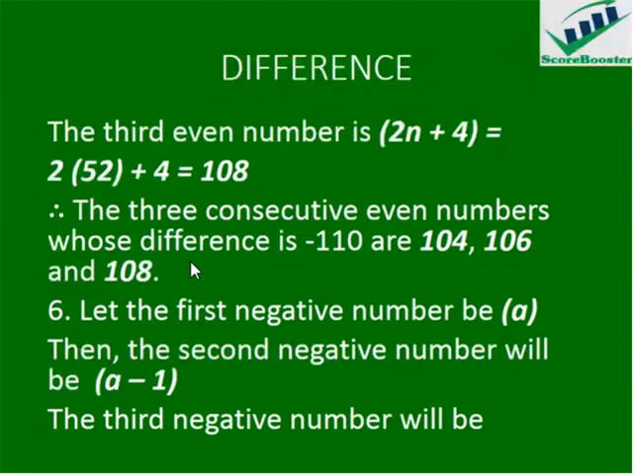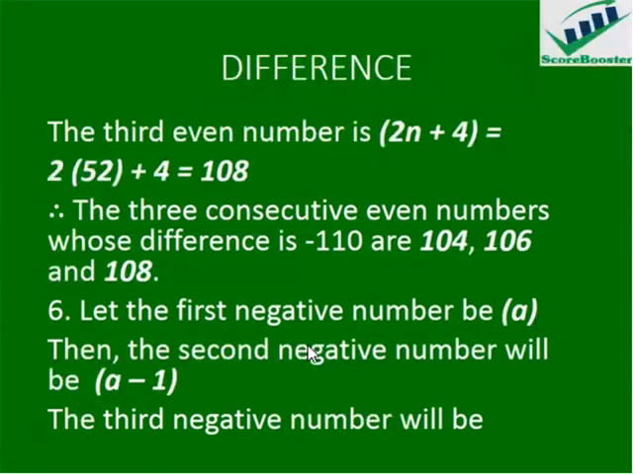4 consecutive negative numbers are subtracted from one another and the result is 12. We already know that for you to get the second negative number, you have to subtract 1 from the first negative number. To get the third negative number, you subtract 1 from the second negative number, and so on. So the first negative number is a. You can use any variable you like.